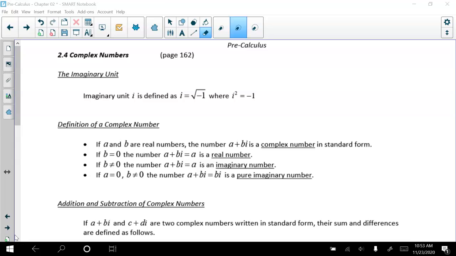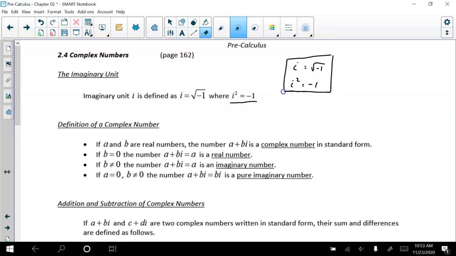With complex numbers, that's when we have our imaginary unit, i. And i is the square root of -1. And keep in mind, i squared is -1. So i equals the square root of -1, and i squared is -1. That's really the key for what we're going to be talking about in this section.